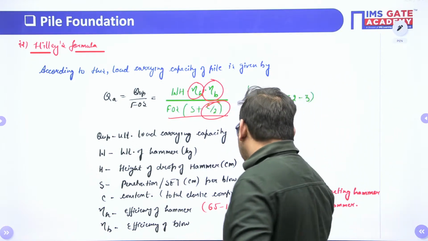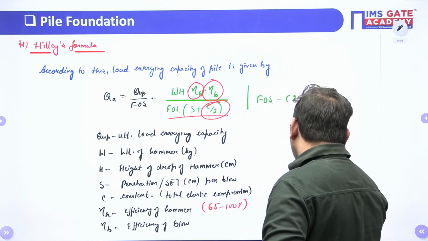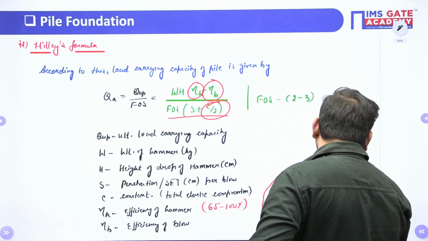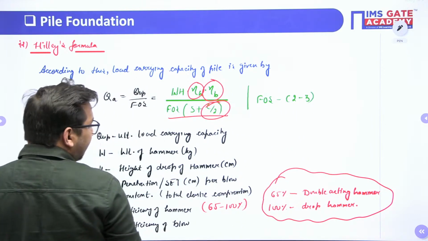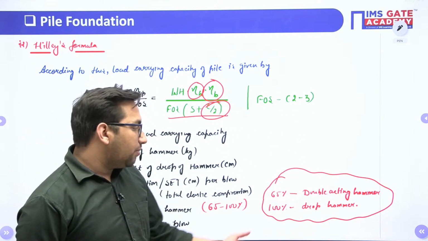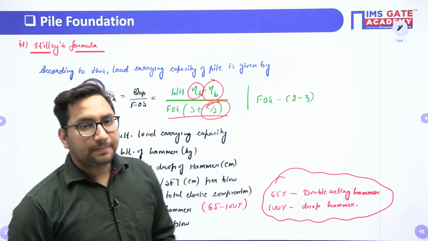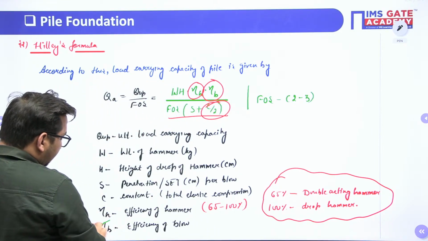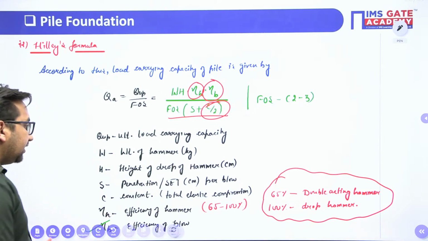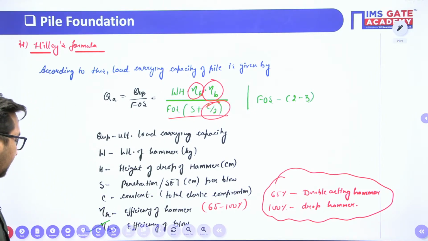Also, for the double acting hammer, you can remember these 2 points. For double acting hammer, the efficiency of hammer is taken as 65%, and for drop hammer, it is taken as 100%. In case of absence of data, you can use these values. Otherwise, you can take it as 100% if the values are not given. Clear?